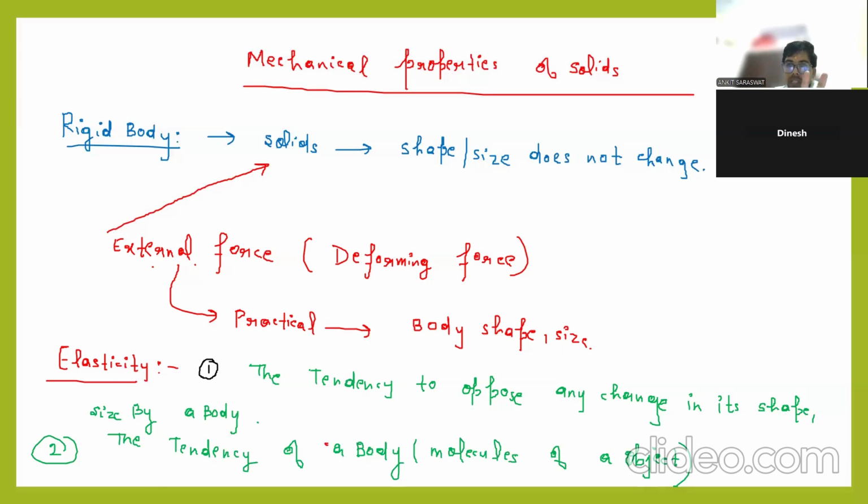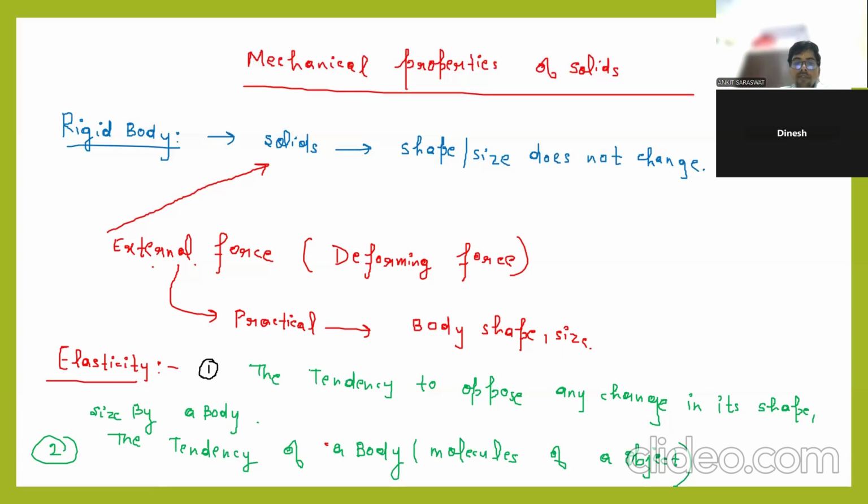For example, you have two materials. If you apply a force on those objects and one material opposes more, if you want to bring a certain change by applying a certain force and a body opposes that change in its shape and size more, then it has more elasticity. Rubber band and steel are two things. Steel has more elasticity than rubber. Why? I will tell you after this. So elasticity means the tendency to oppose any change in its shape and size by a body.